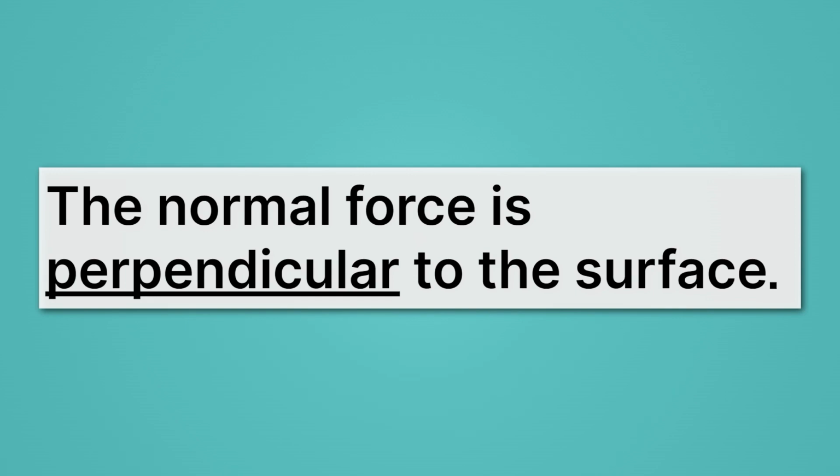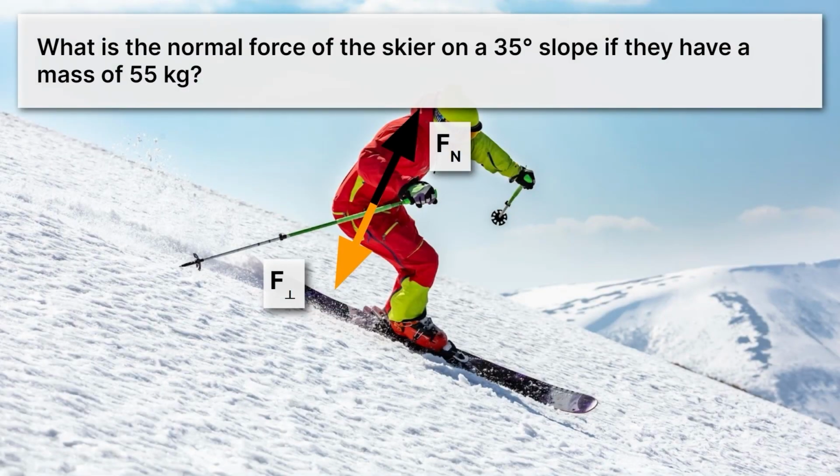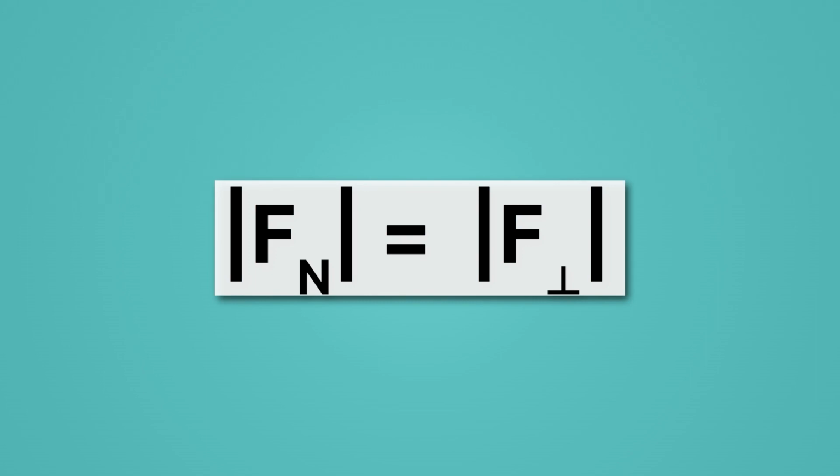Now remember, the normal force is perpendicular to the surface. Okay, so when we think about which one of these forces we want to use to calculate the normal force, it's going to be the perpendicular one. Here you can see the normal force drawn as a black arrow that's pointing opposite of the perpendicular force, and those are equal and opposite. So we can say that their magnitudes are equal. The magnitude of the normal force is equal to the magnitude of that perpendicular force there.